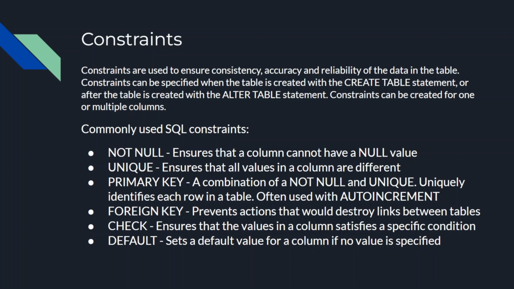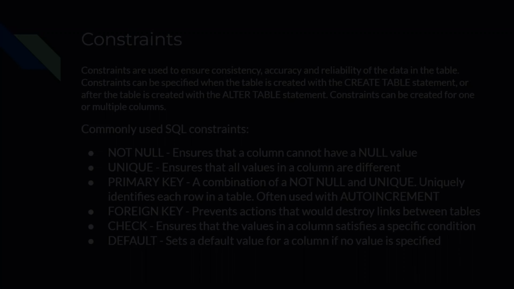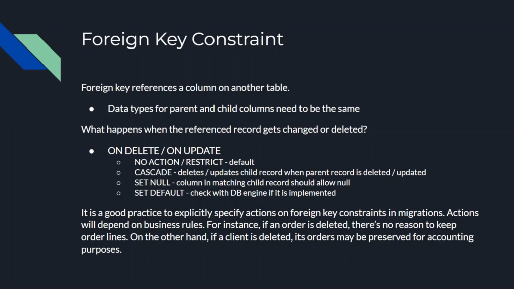Primary key combines not null and unique constraints to uniquely identify each row in a table, often used with auto-increment for automatic ID generation. Foreign key establishes a link between two tables, ensuring referential integrity. When dealing with foreign key constraints, it's essential to specify the actions that should be taken when the referenced record is changed or deleted. Let's explore the most common actions.